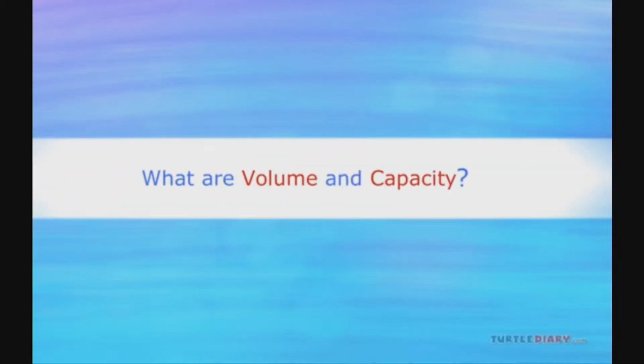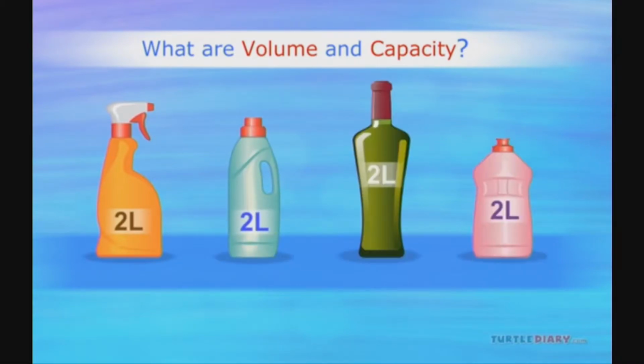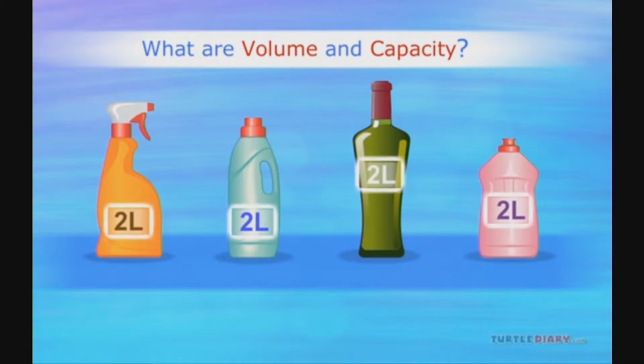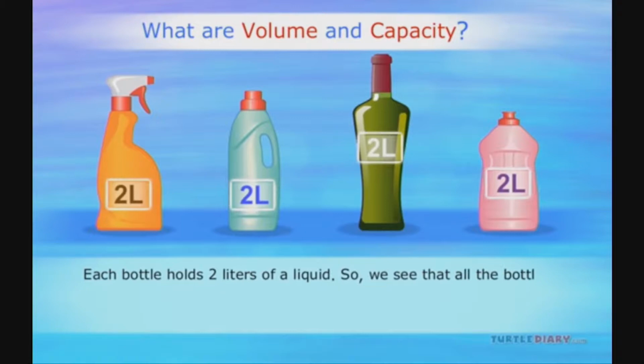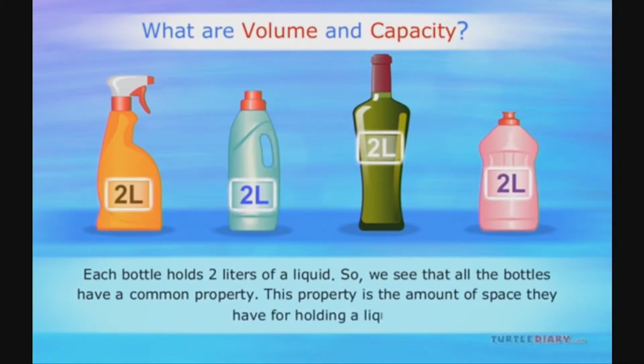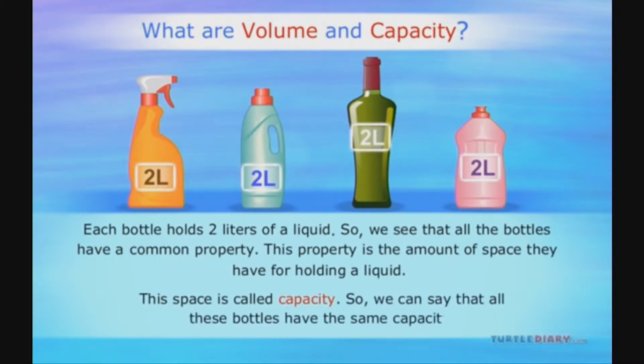What are volume and capacity? Look at the following bottles. They all look different. They have different shapes, different heights, different colors, and different liquids inside. But they have one common property. The amounts of liquids inside the bottles are the same. Each bottle holds 2 liters of a liquid. So, we see that all the bottles have a common property. This property is the amount of space they have for holding a liquid. This space is called capacity. So, we can say that all these bottles have the same capacity.